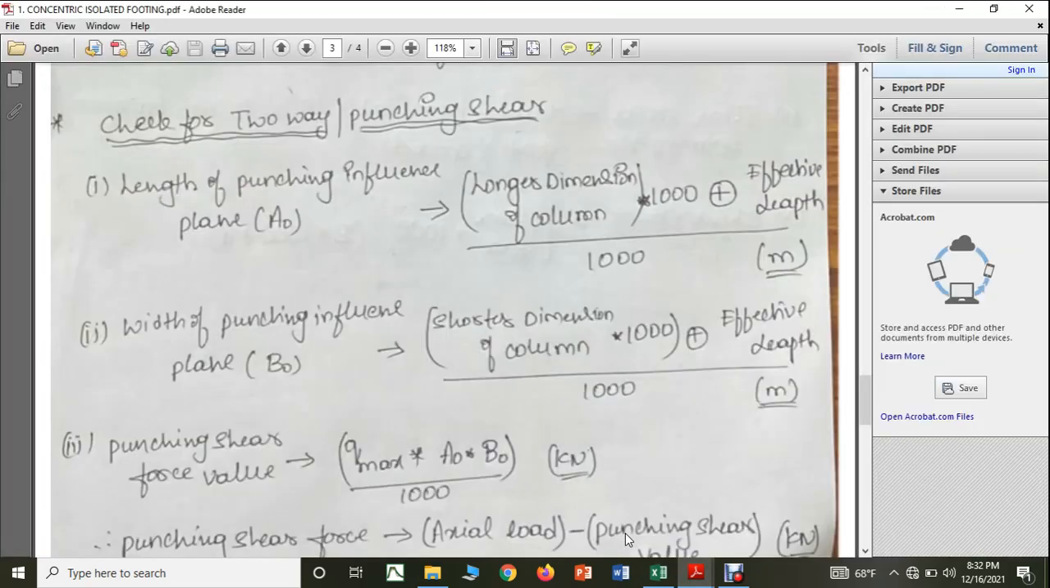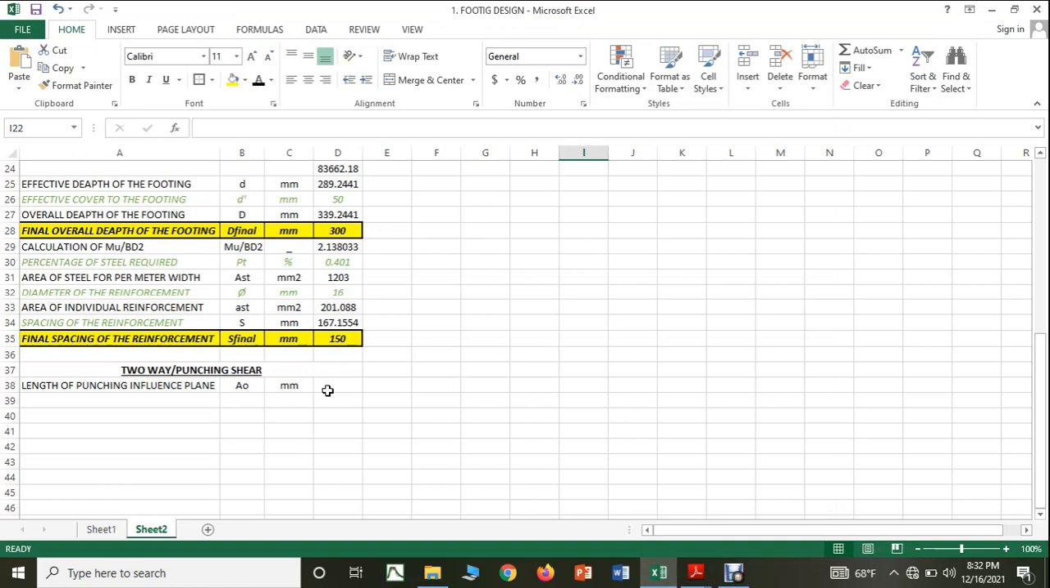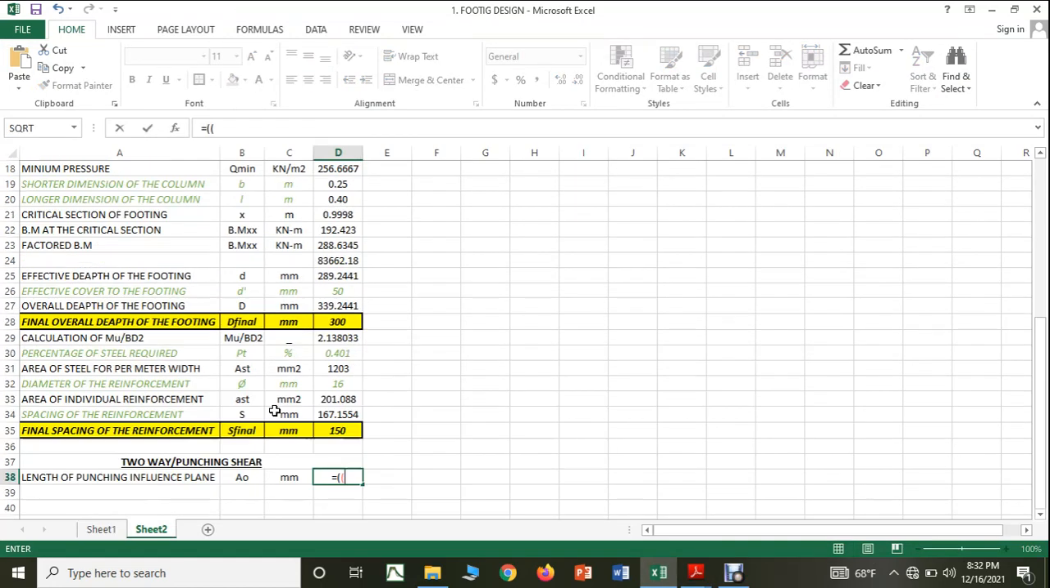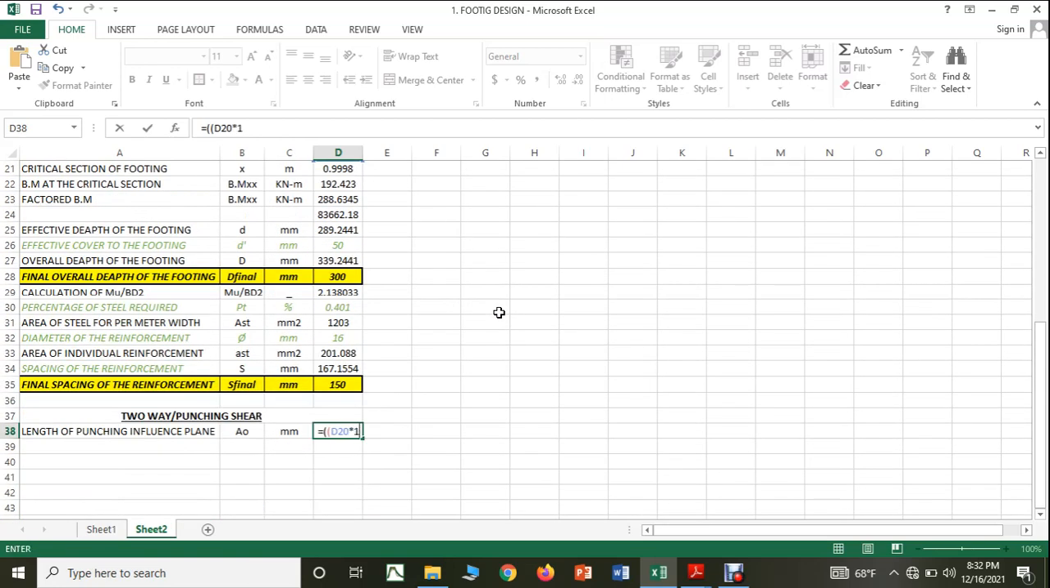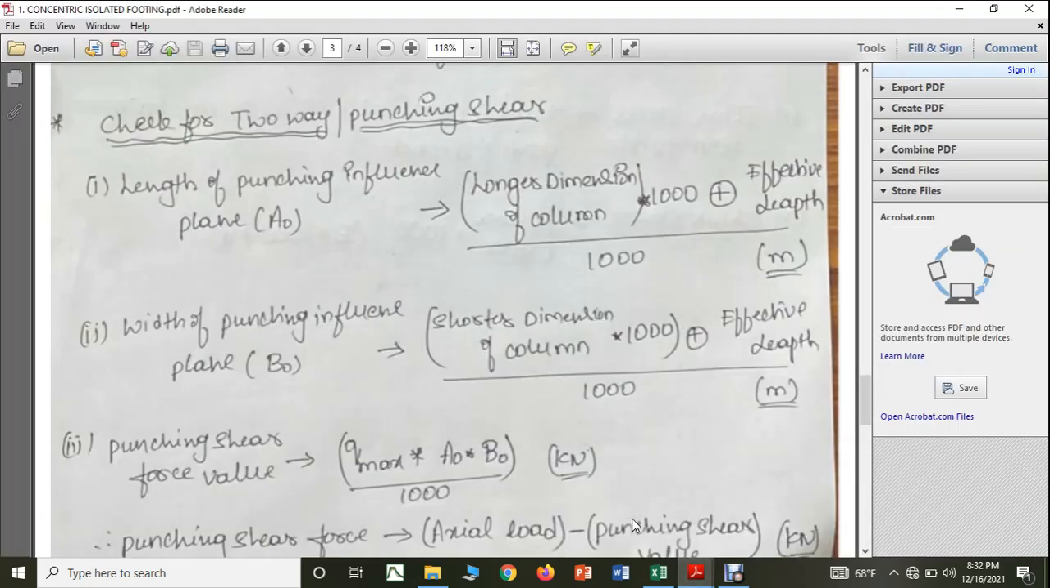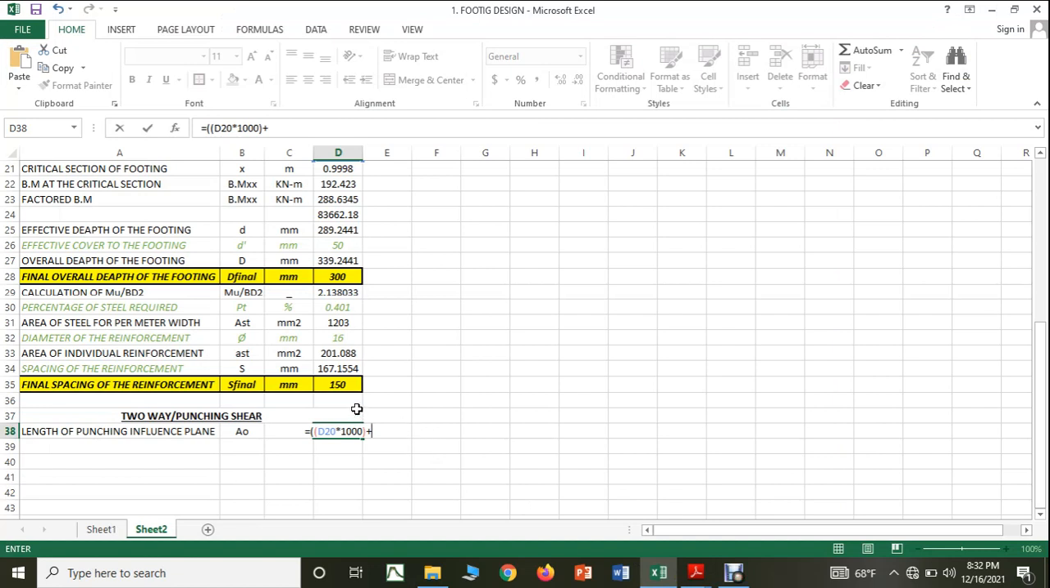Now what is the formula? It is longer dimension of the column into 1000 plus effective depth, not overall depth. So effective depth of the footing, whole divided by 1000. That will give you the value in meters, so I have to convert it into mm. So better, I will not do this divide, so that I will give the value in mm. Then similarly I have to calculate the shorter punching influence plane.